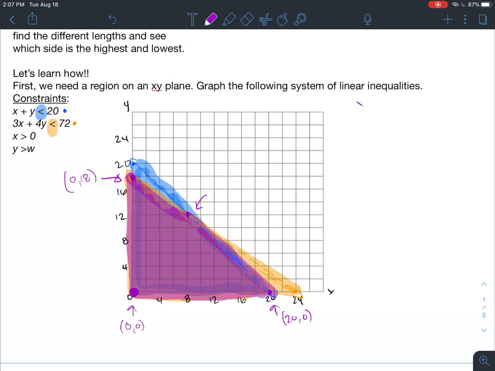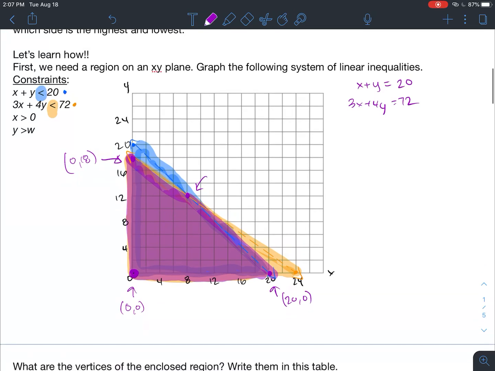So let's go ahead and solve our system of equations. So we have x plus y equals 20. We're not using the inequality, so I'm just going to write equals. And then 3x plus 4y equals 72. Now if we solve the system of equations, we can find where they intersect. So I guess what I'll do, again, I'm going to manipulate this equation by multiplying it by negative 3. So then we have negative 3x minus 3y is equal to negative 60. And then we're still left with 3x plus 4y equal to 72.